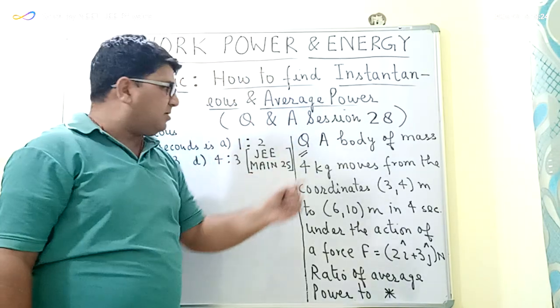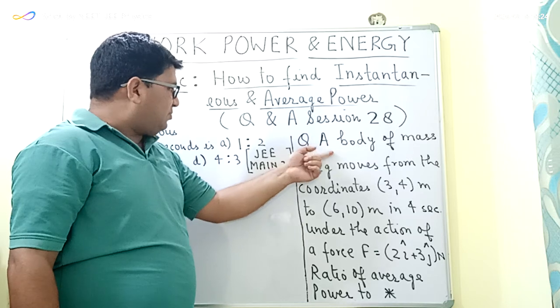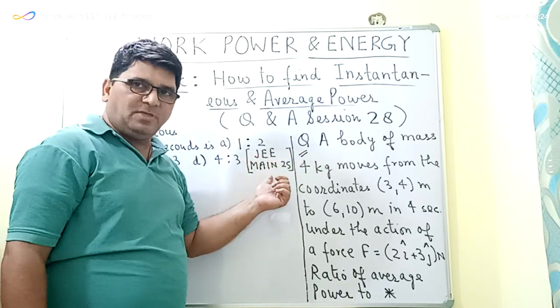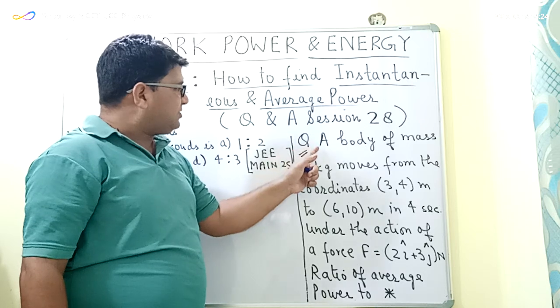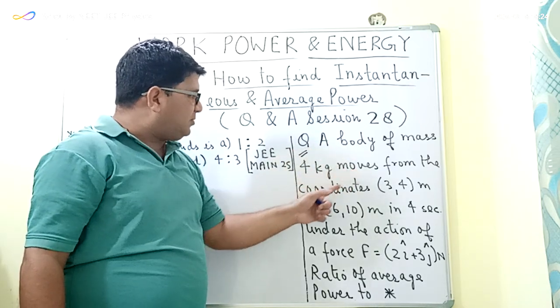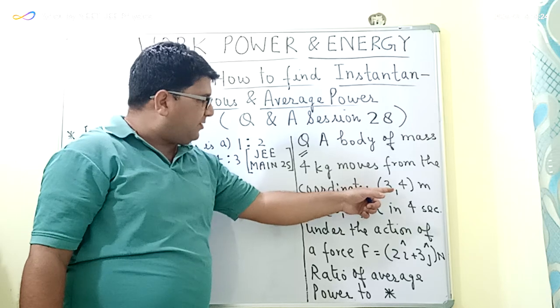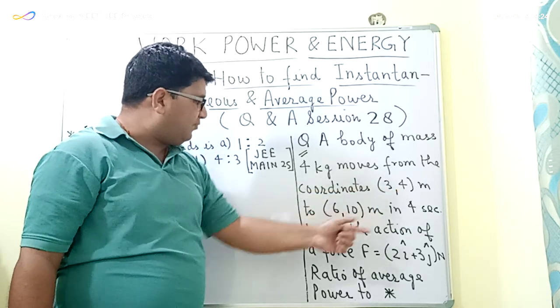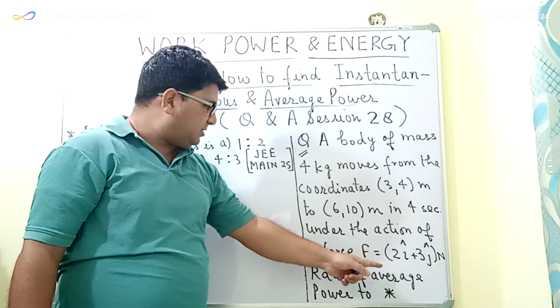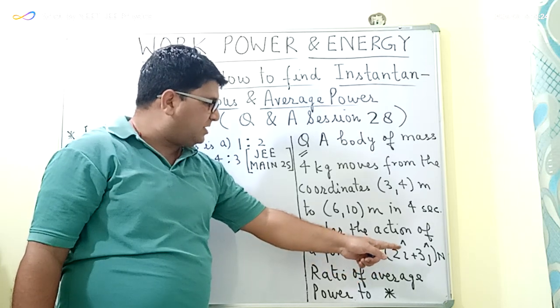Now this question, which I have taken for this session, was asked in the IIT-JEE main exam last year. The question is: a body of mass 4 kg moves from the coordinates (3, 4) meter to (6, 10) meter in 4 seconds under the action of a force given by the equation F is equal to 2i cap plus 3j cap Newton.